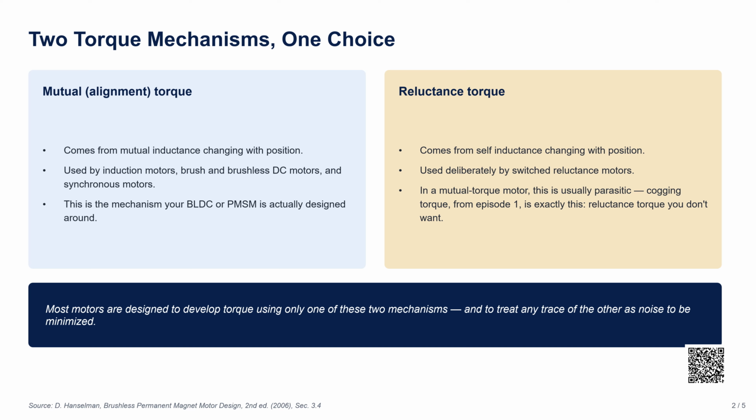Here's the connection back to episode 1. In a motor designed for mutual torque, reluctance torque is usually parasitic, unwanted. Cogging torque, which we covered first in this series, is exactly that: reluctance torque sneaking into a motor that's supposed to run on mutual torque alone.